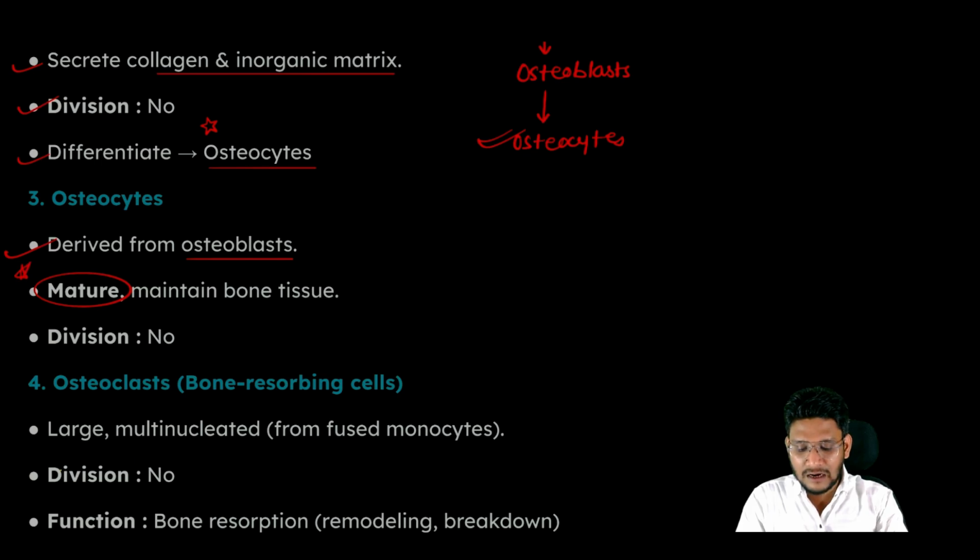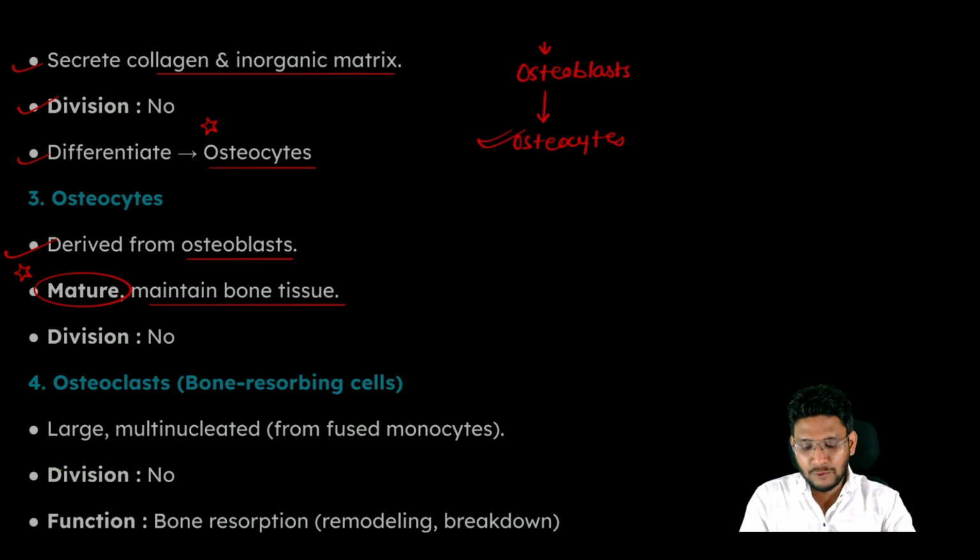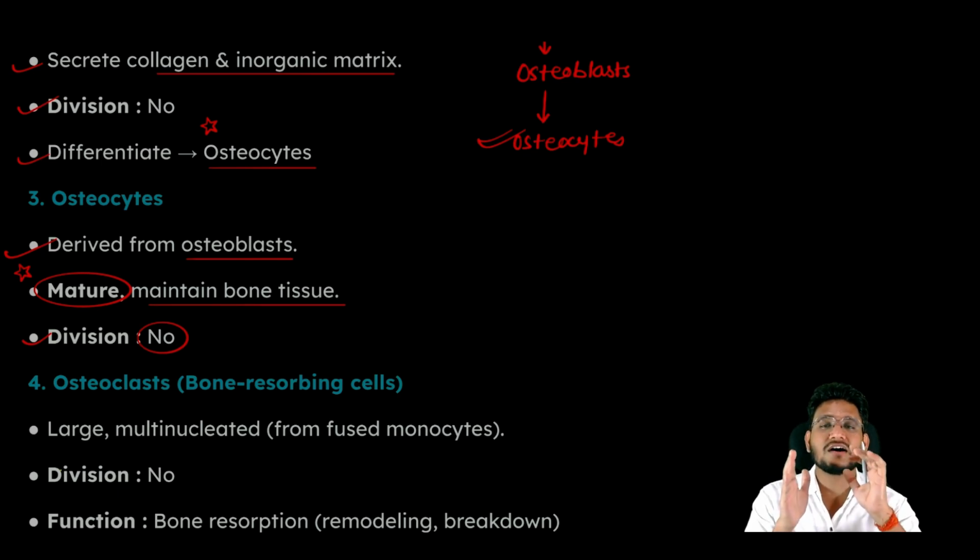The only mature cell of the bone is the osteocyte. So if the examiner asks which of the following bone cells is mature, the answer is osteocyte. These osteocytes are responsible for the maintenance of bony tissues. They are the main cells that maintain the bone tissues. There will be no division because they are mature cells. They do not need to divide. They will not divide in any condition because they are the mature cells of the bone.